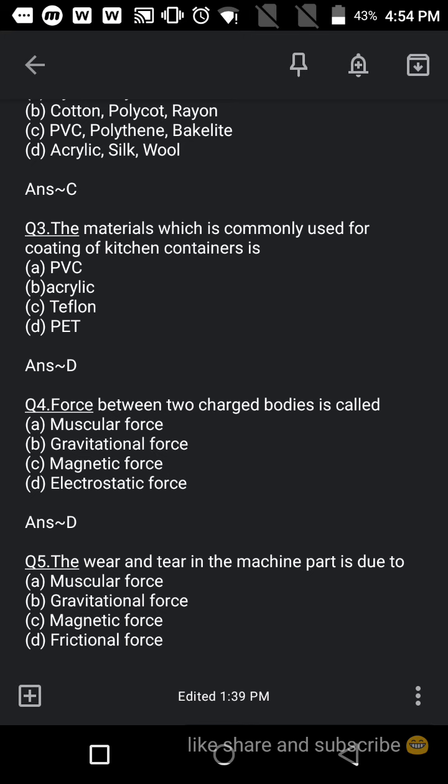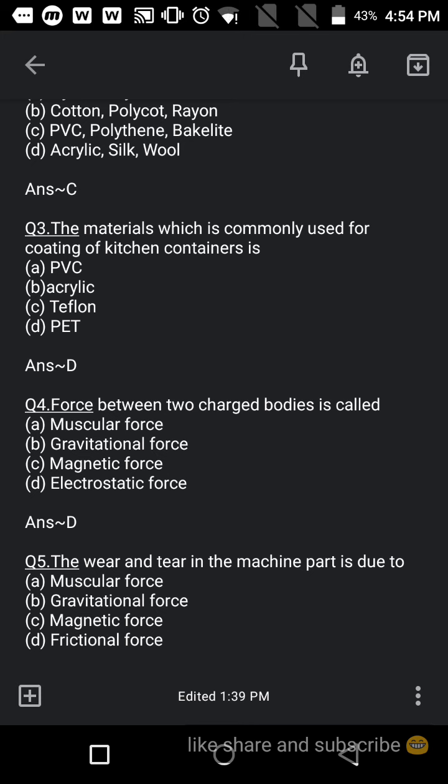The materials which are commonly used in coating of a kitchen container is A. PVC, B. Acrylic, C. Teflon, D. PET. The correct answer here is Teflon.